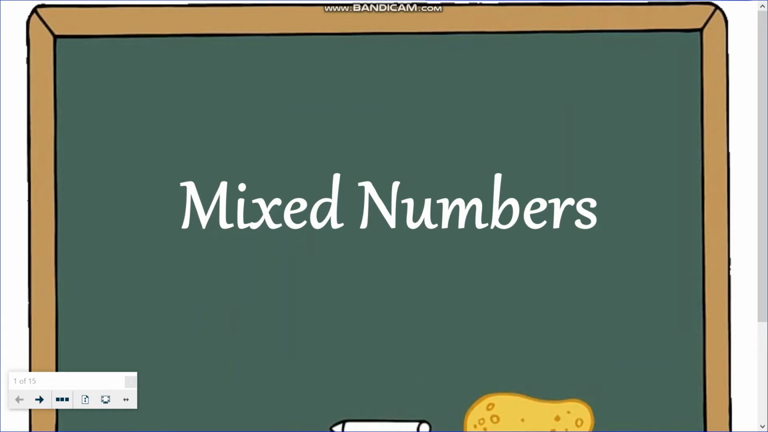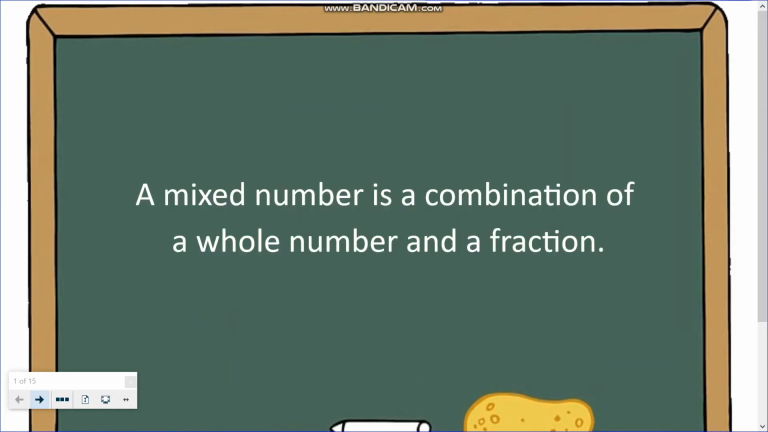Last week, we studied improper fractions, and we're going to relate that to our lesson today, which is about mixed numbers. So what do we mean by mixed number? A mixed number is a combination of a whole number and a fraction.